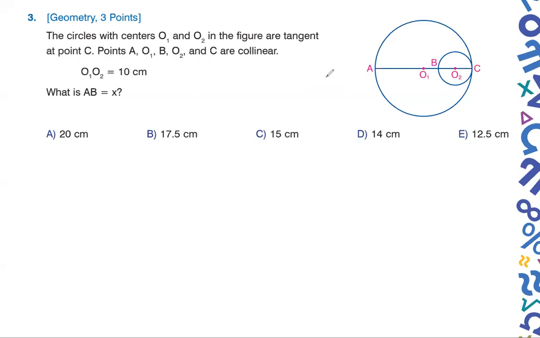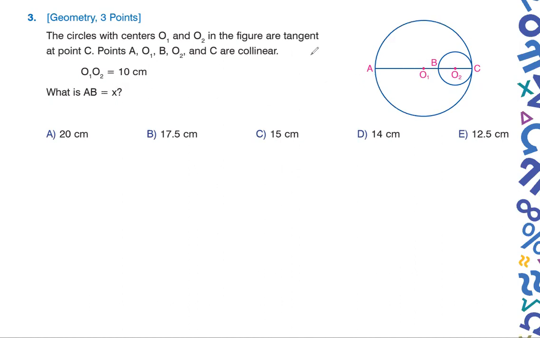So number 3 is a geometry problem. We have center O1, which is right there, and O2 is right there. They are tangent at point C, and O1, B, and O2 as well as C are collinear, which means they are on the same line. And the distance between O1 and O2, which is this distance, is 10 units. What will be x, which is AB?